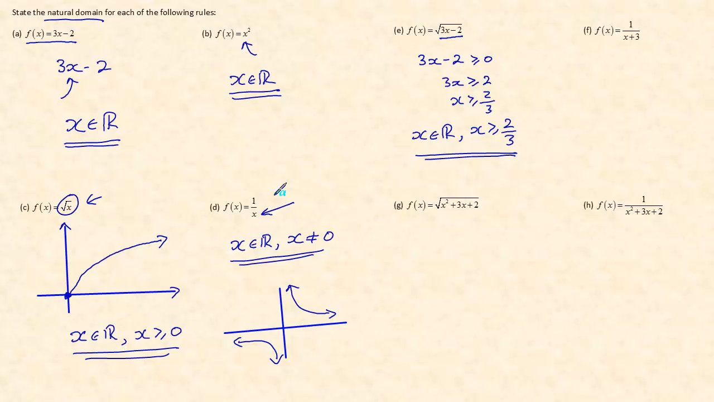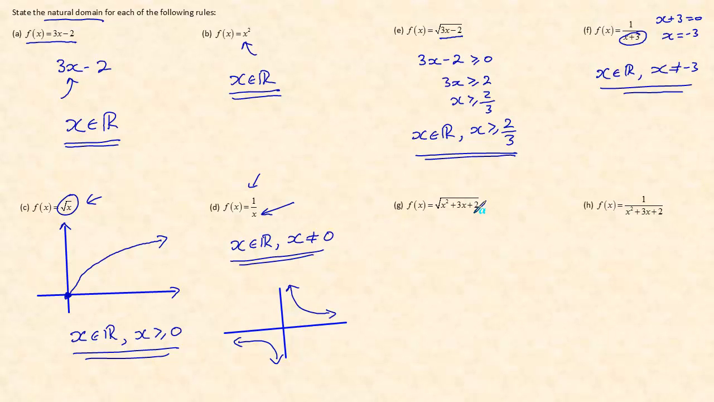Now this one is similar to this one. We're not allowed to have 0 on the bottom. How would we get 0 on the bottom here? Well, x plus 3 equals 0 if x was equal to negative 3, add 3 being 0. So here we can input any real value provided that x is not negative 3.